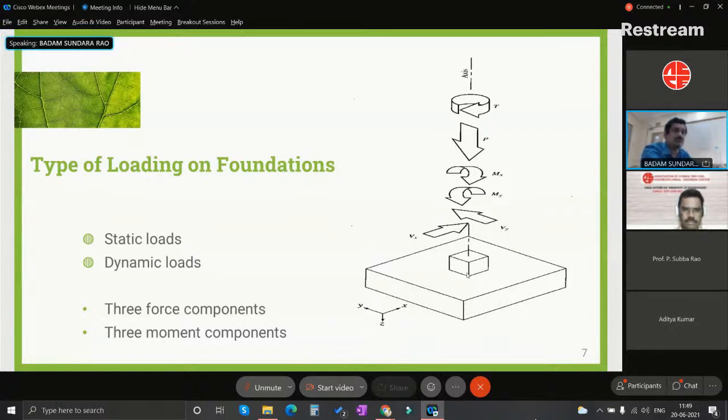And these forces are also important. All the 6 degrees of freedom forces are important while designing any machine foundation.